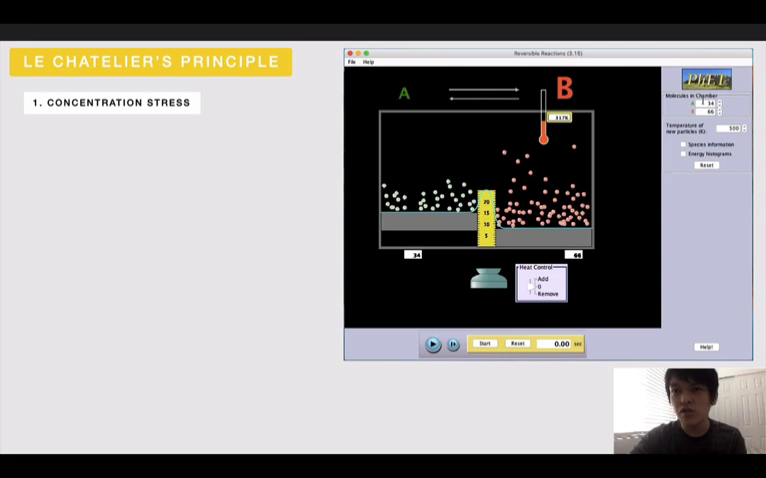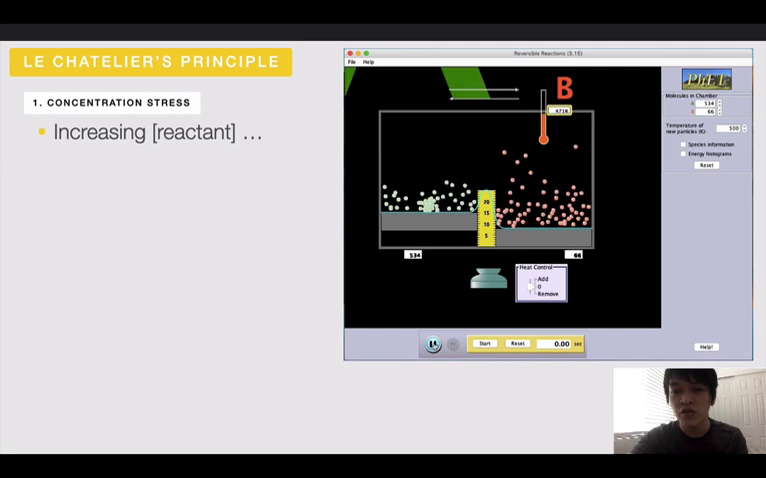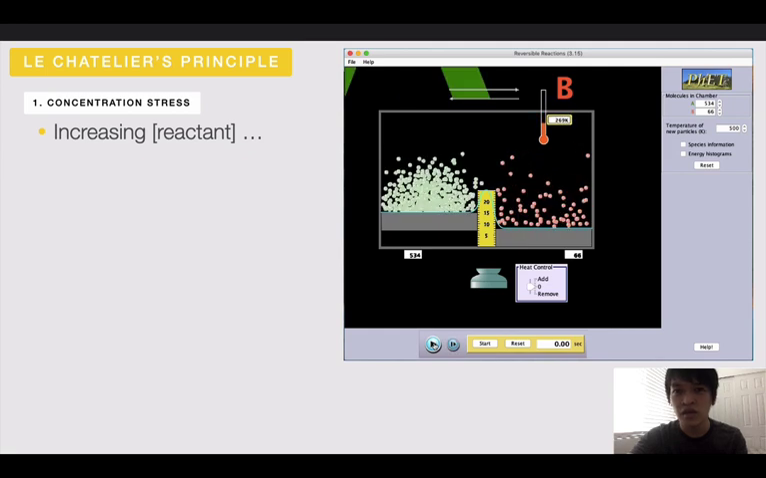Let's take a look at the simulation again and see how changes in concentration will affect an equilibrium system. Right now, the system is at equilibrium, but what happens if we increase the amount of reactants? Try to make a prediction before you actually see it happen. Okay, so again, if we increase the reactants, make a prediction.